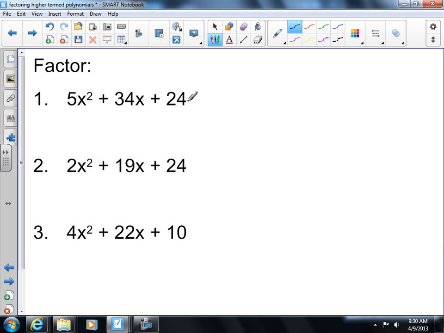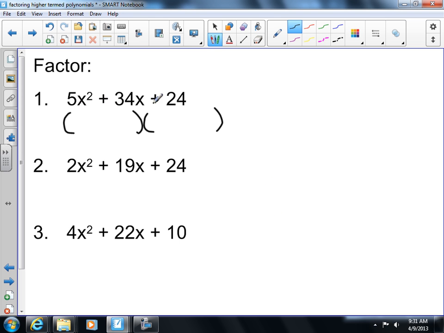Okay, so we know that this is a trinomial. Now I want you to know that not all trinomials are factorable. There are some that you will not find anything that you can factor out of. We're not going to look at those right now, but that is possible. And then you say that it's prime. It's a prime quadratic. There's nothing that I can factor out of it.